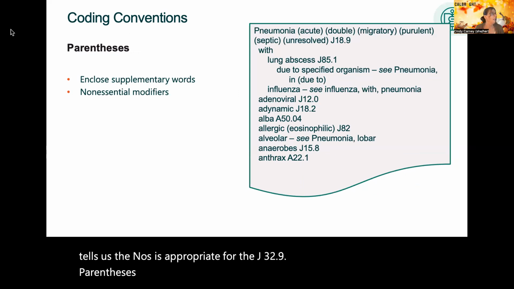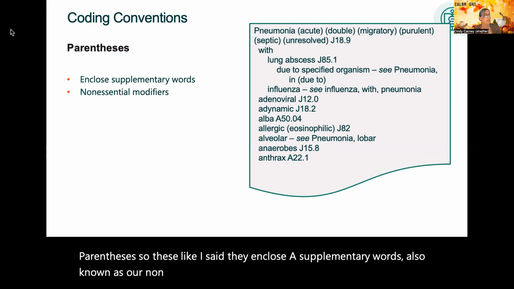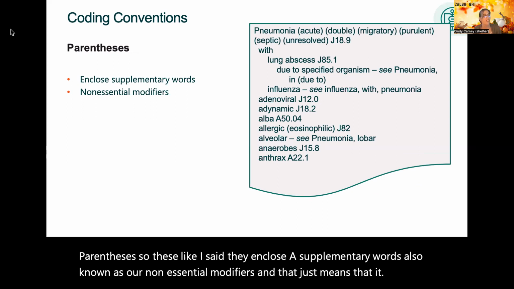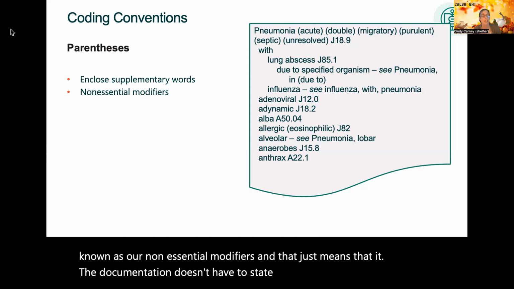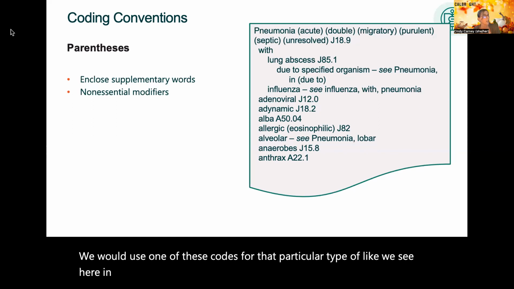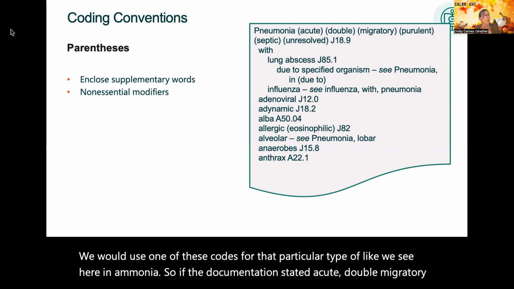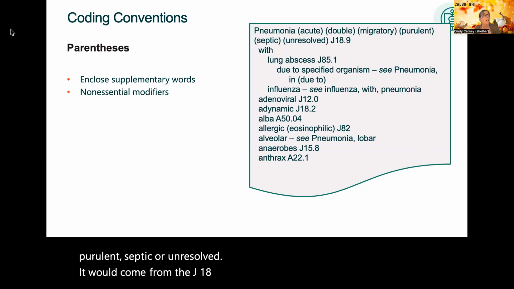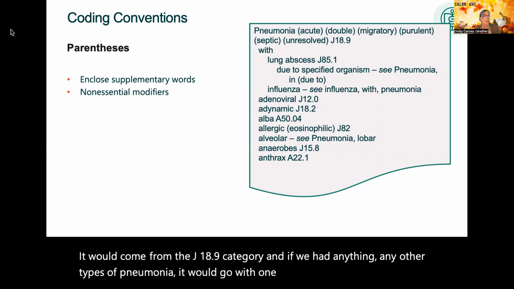Parentheses, like I said, enclose a supplementary word, also known as our non-essential modifiers. It just means that the documentation doesn't have to state all of this, but we would use one of these codes for that particular type of, like we see here, pneumonia. So if the documentation stated acute, double, migratory, purulent, septic, or unresolved, it would come from the J18.9 category. And if we had any other types of pneumonia, it would go with one of those more specific codes.